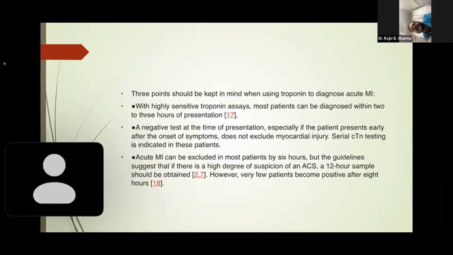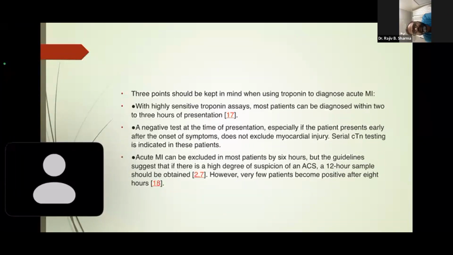Now with the highly sensitive troponin assays, the 5th generation assays are easily available. We do a patient's sampling at arrival. If the ECG is non-diagnostic, we do the cardiac enzymes. If cardiac enzymes are negative, we ask the patient to stay in the casualty. We don't admit the patient. The patient stays in the casualty for 3 to 6 hours. We do repeat cardiac enzymes. If the repeat cardiac enzymes are negative, we can almost certainly say that the patient does not have MI.